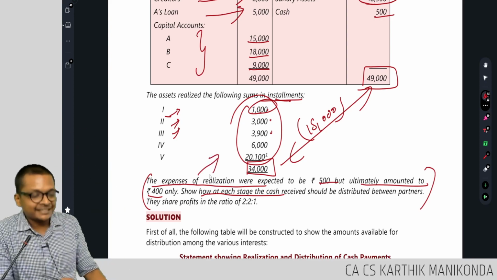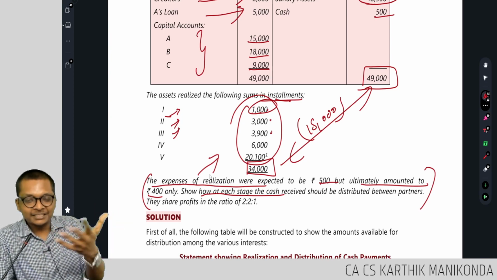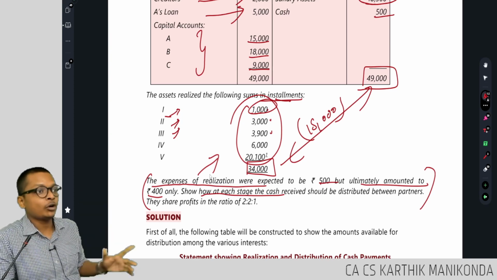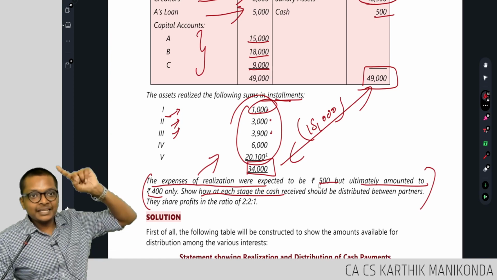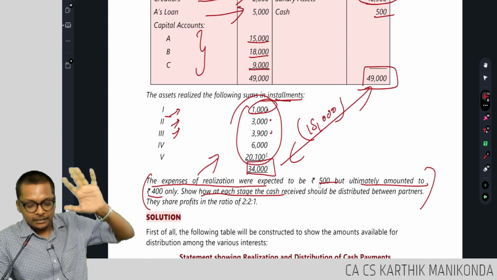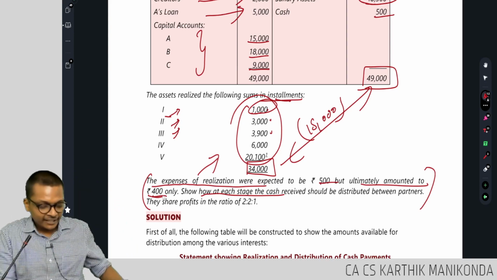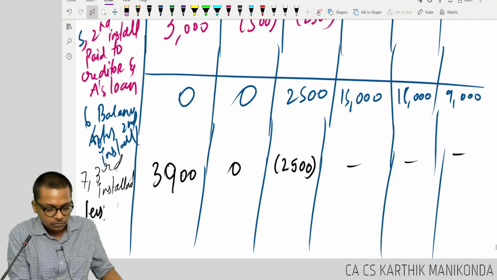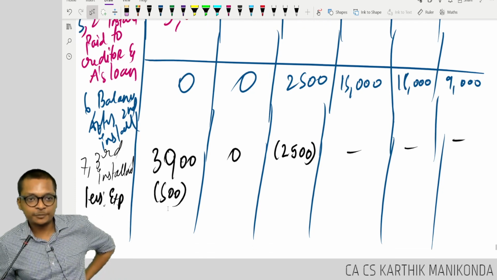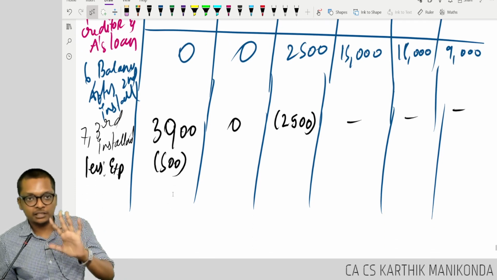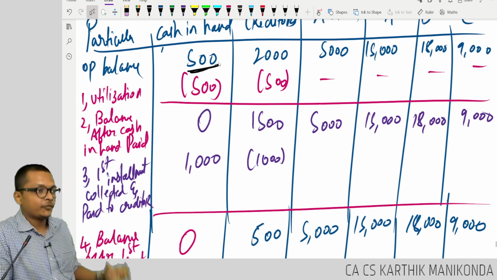Sir, what is expense of realization? Broker. Say I am selling all the assets. One agent will say, sir, I will find the buyer for you. That is his broker expense, correct? So the broker told how much is the fee. In the starting he said he is going to charge 500, but later it amounted to only 400. But initially I thought how much it is? 500. So I will deduct less expense 500. Less expense 500. We should not do it here actually. Where? First 500 cash is there, do it there. Are you following, guys?